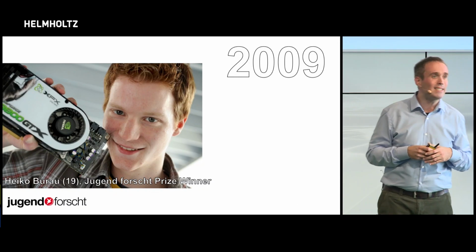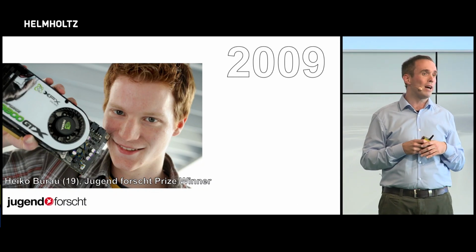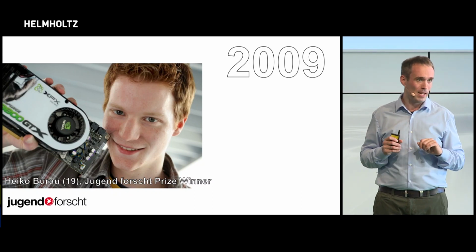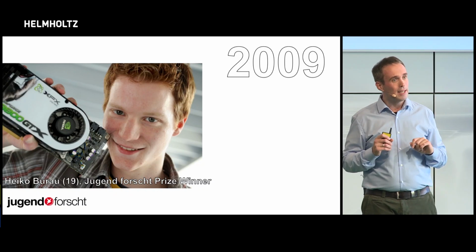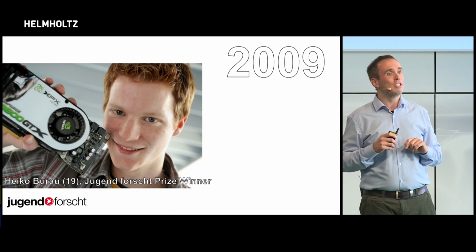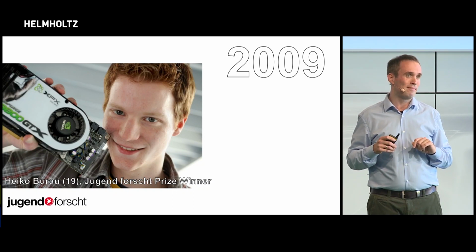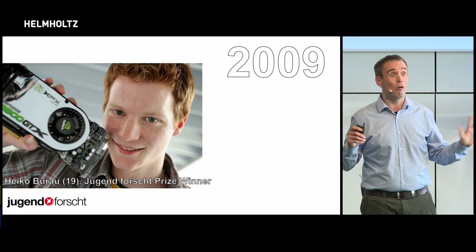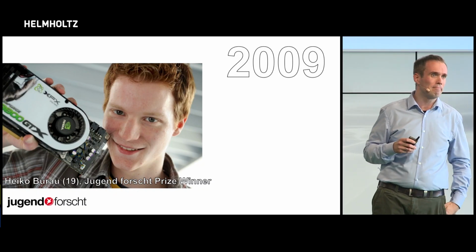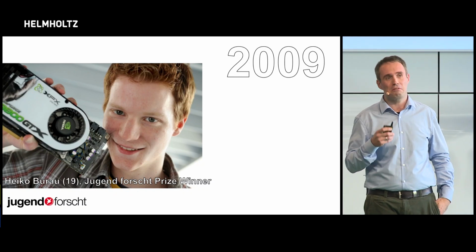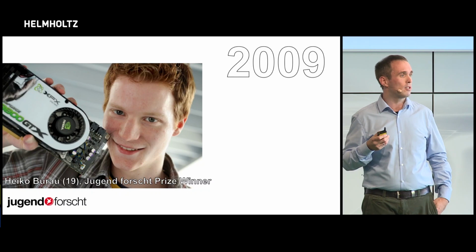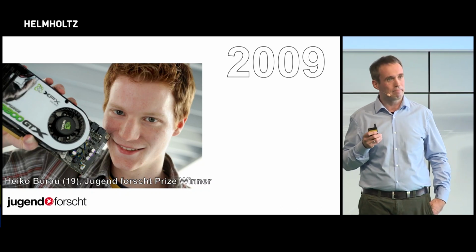Heiko Burau was a 19-year-old Jugend forscht prize winner who won a 6-week internship with us. And I selected him to have a 6-week internship with us because he did GPU computing, something that is now used all over the place for AI and everything. I hadn't heard of GPU computing. I didn't know of it at that time. I just thought, this is interesting. Let him come in, and I told him, write a code in those 6 weeks that actually describes this.